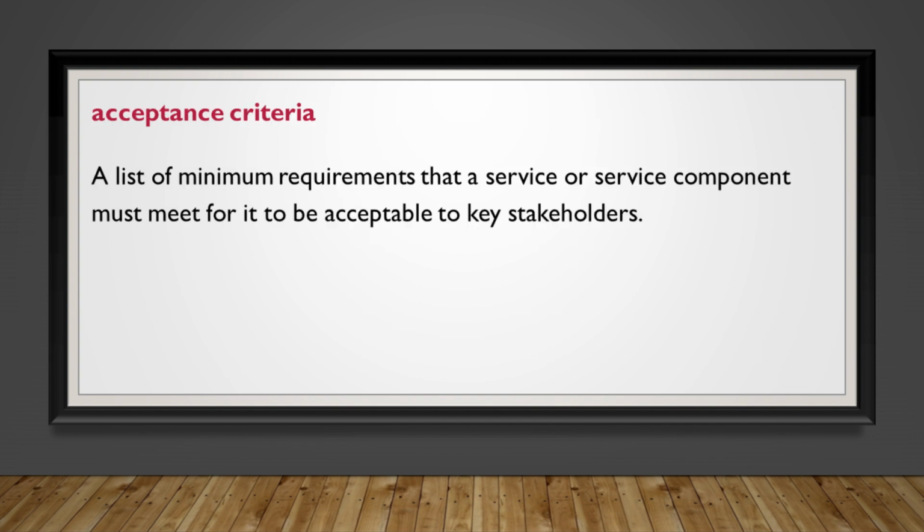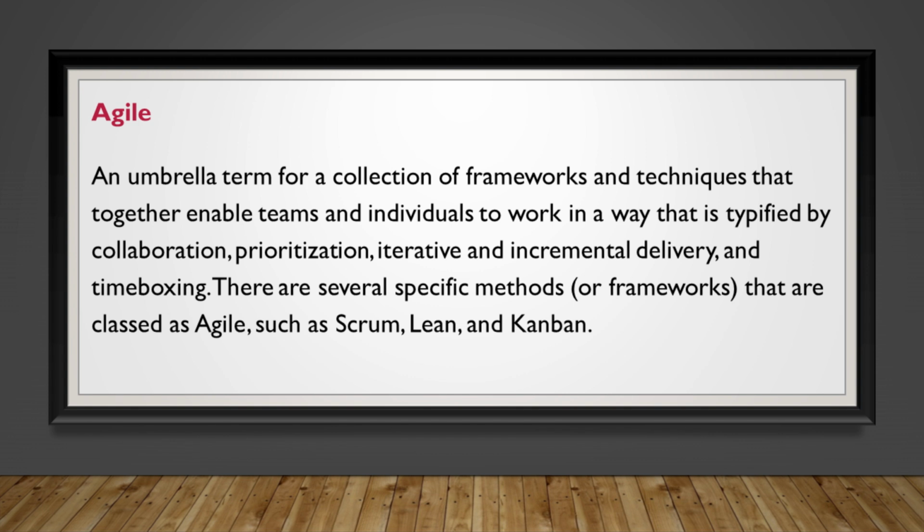Acceptance criteria. A list of minimum requirements that a service or service component must meet for it to be acceptable to key stakeholders. Agile. An umbrella term for a collection of frameworks and techniques that together enable teams and individuals to work in a way that is typified by collaboration, prioritization, iterative and incremental delivery, and time boxing. There are several specific methods or frameworks that are classed as agile, such as Scrum, Lean, and Kanban.